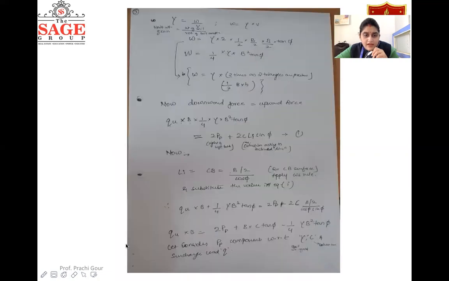Now again we have the value of gamma, which is the unit weight of soil. The formula for unit weight of soil is weight of soil upon volume of soil. So weight of soil is W, volume of soil is V. So from here we will find the value of W as gamma into V. Again we have the values of different components. So W will become gamma into 2 into 1 by 2 into B by 2 into B by 2 into tan phi, that is the value of V when we change the volume.